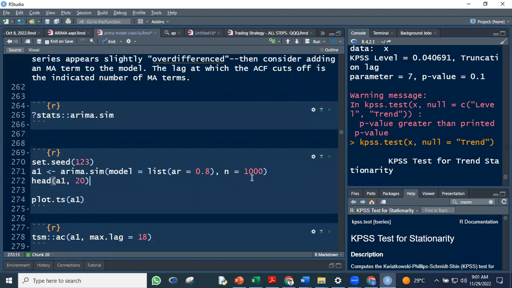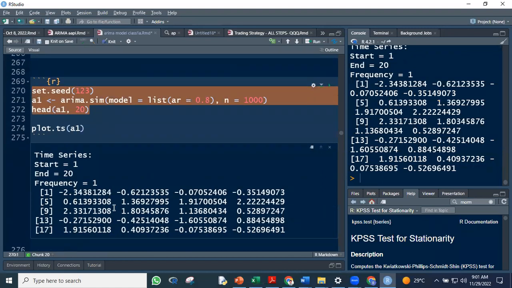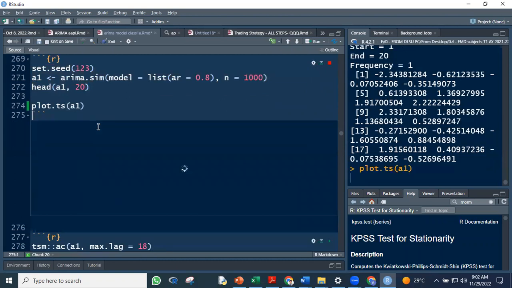So 1,000 observations. Run natin to first. Okay, so meron na tayong object na A1, no? Tapos ito yung mga numbers niya, no? Okay? Ito yung first 20 dito sa head. And then i-plot natin to.